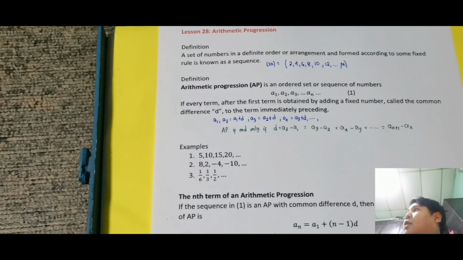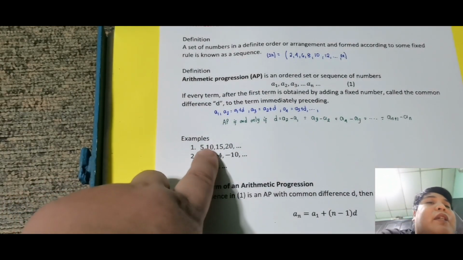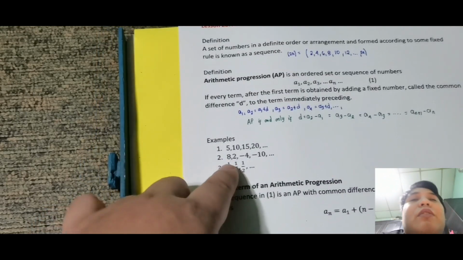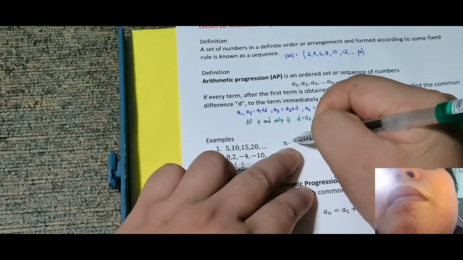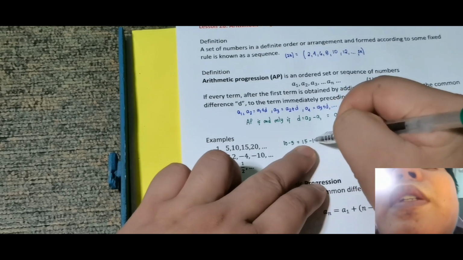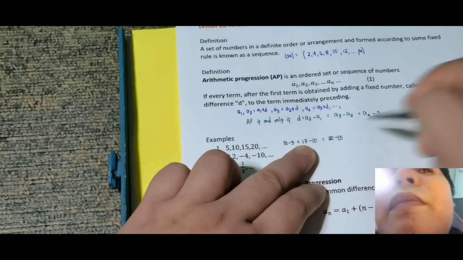So, number 1, we have the sequence of 5, 10, 15, 20, tuloy-tuloy yan, 25, 30, 35, 40, 45, 50. Okay, so we need to know if this is an arithmetic progression. So, anong gagawin? Note that yung a sub 1 is 5, a sub 2 is 10, a sub 3 is 15, a sub 4 is 20. So, sufficient na siguro yan. So, check natin na. So, yung 10 minus 5, equal ba yan kay 15 minus 10? Equal ba yan kay 20 minus 15?